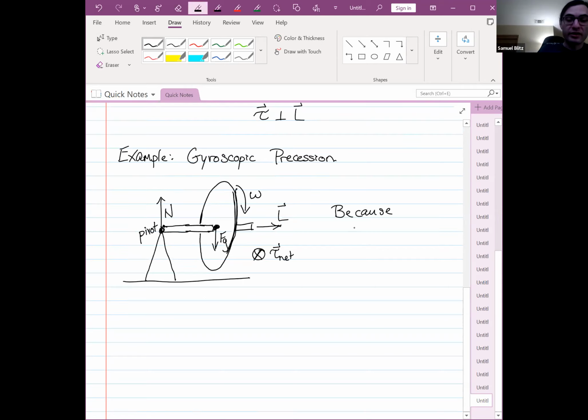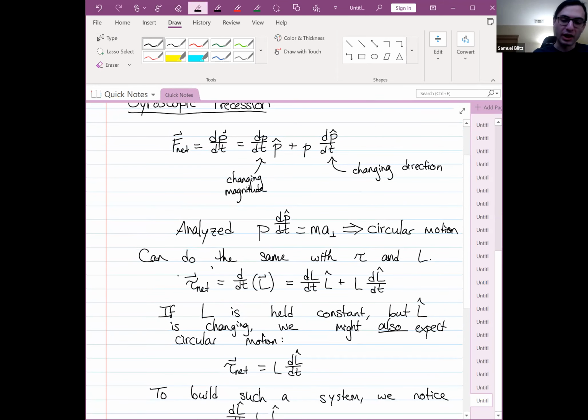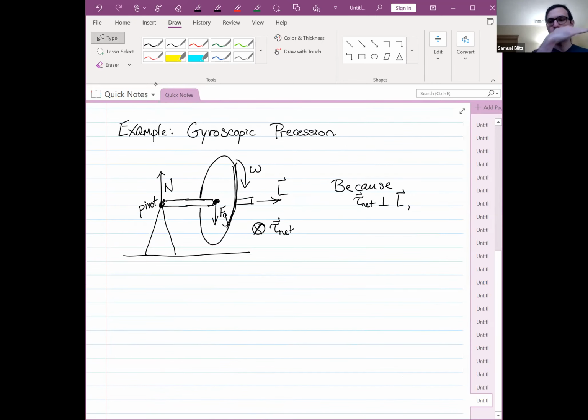In particular, we know that the net torque, r cross F, points into the screen from the right-hand rule. We know that the net torque is perpendicular to the angular momentum, which means that this first term has to be 0. Let me write that out. R, stick my hand in the direction of r, curl my fingers in the direction of F. So my thumb points into the screen. That's the right-hand rule to get us the torque.